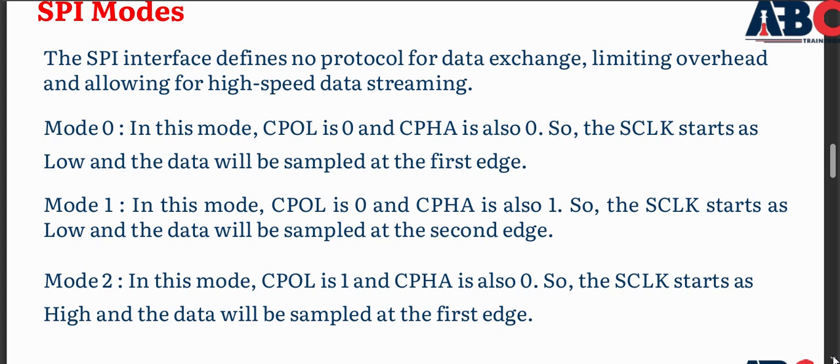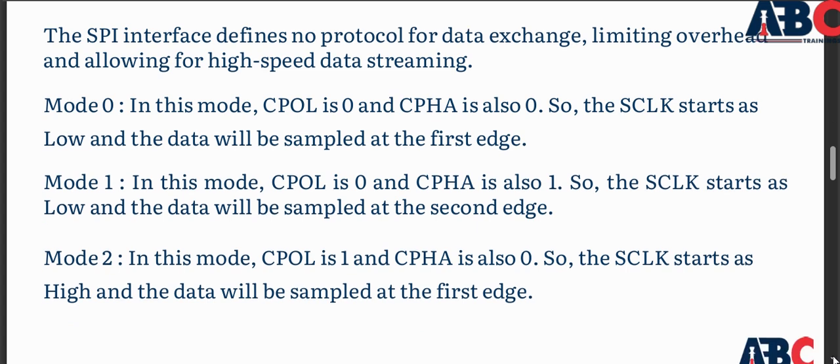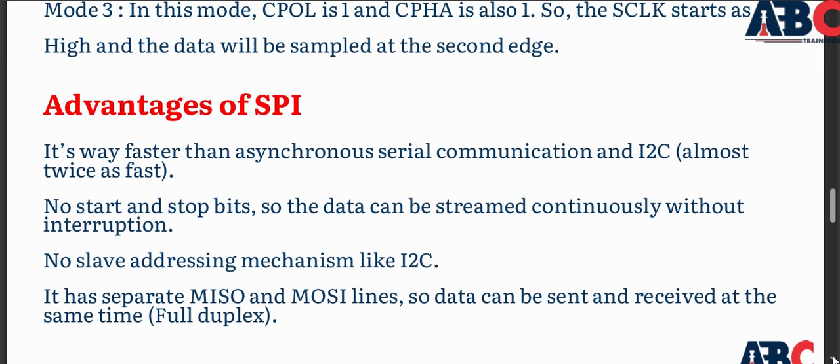Mode 2. In this mode, CPOL is 1 and CPHA is 0. So the SCLK starts as high and the data will be sampled at the first edge. Mode 3. In this mode, CPOL is 1 and CPHA is also 1. So the SCLK starts as high and the data will be sampled at the second edge.